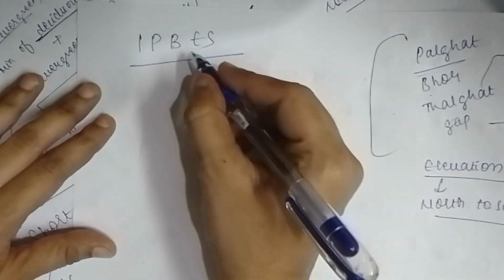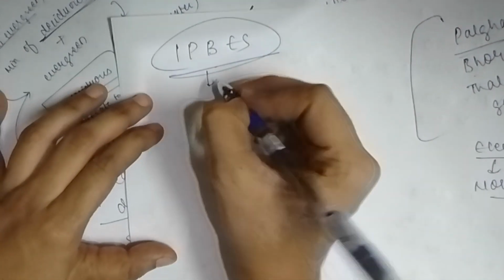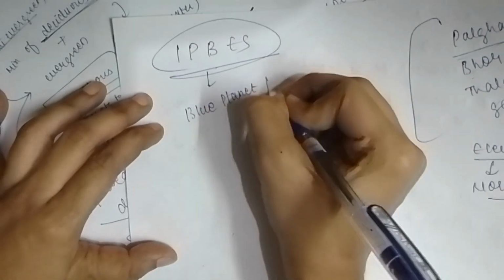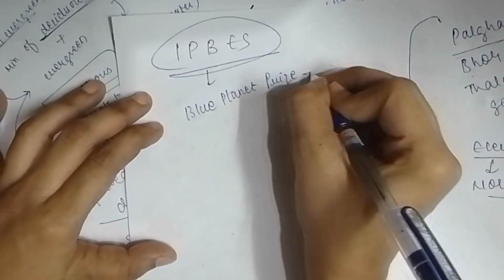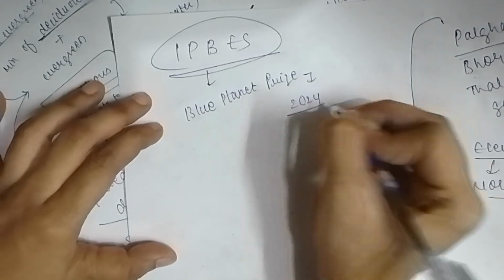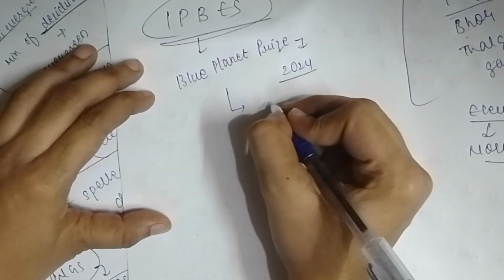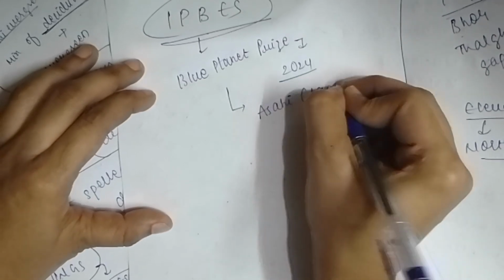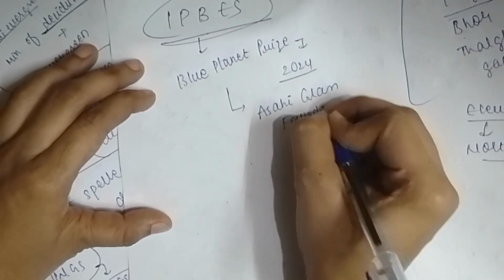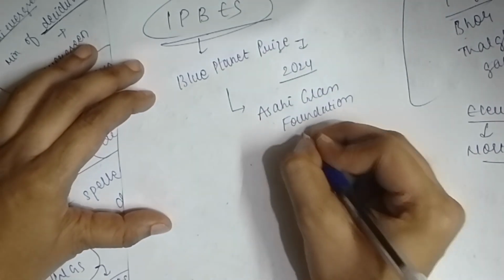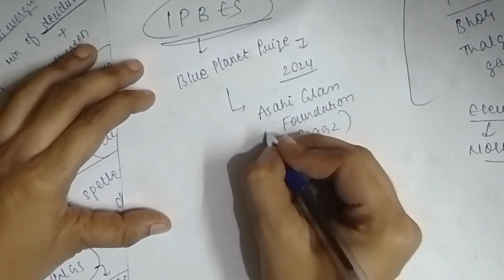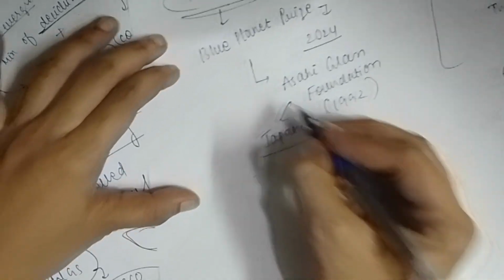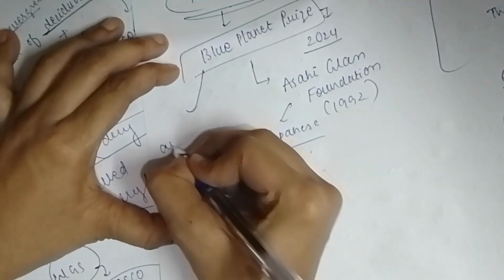The Intergovernmental Platform on Biodiversity Ecosystem Services won the Blue Planet Prize. This is a different topic. In the year 2024. This is awarded annually by the Asahi Glass Foundation, established in the year 1992. It's a Japanese-based Asahi Glass Foundation. So this is awarded annually.